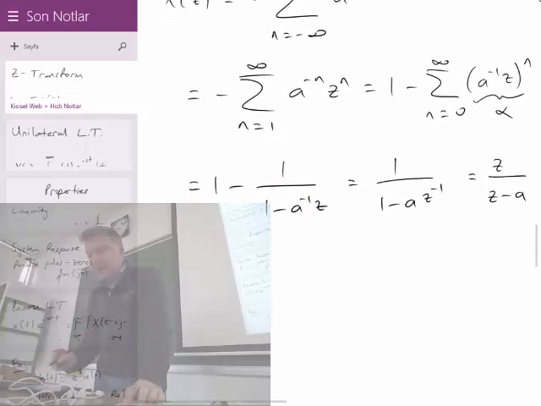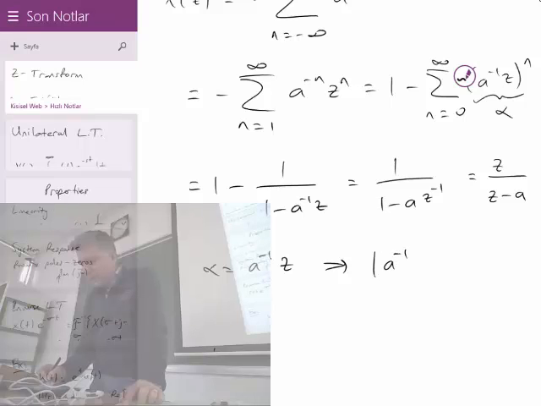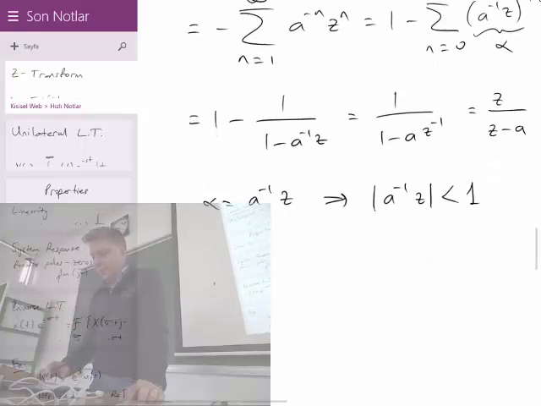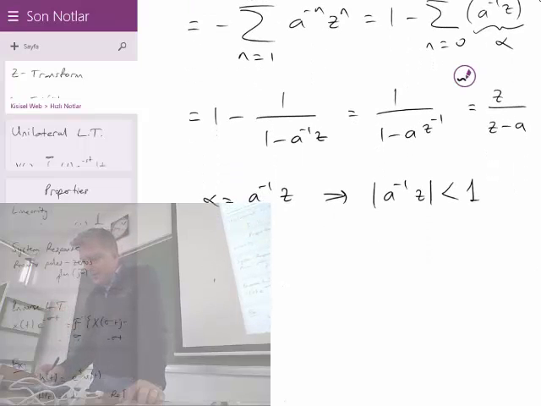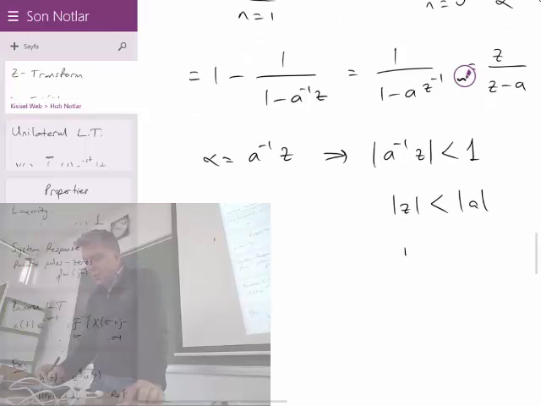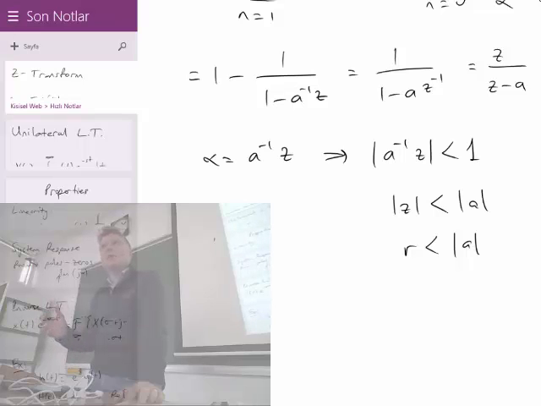for our case, alpha is different, and its convergence will require some different region of convergence. Alpha is equal to a inverse z, so magnitude of a inverse z must be less than 1. This thing must converge, which says that z is less than a in magnitude, or r is less than a. So it's just the opposite. The other one was R is greater than magnitude of A. This one is R is less than magnitude of A.